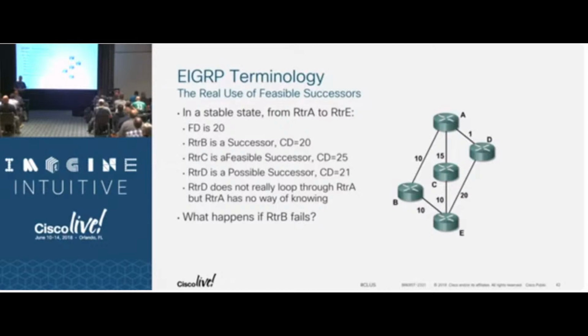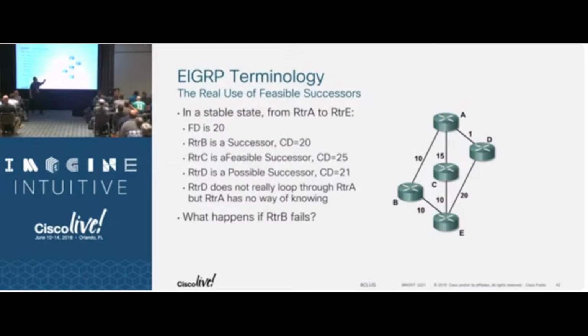Any idea? What happens if B dies? C will be a successor. Yeah. And that's not what happens. Okay. This is the typical textbook cookie. If you have a feasible successor, you're gonna use it, right? This is what textbooks tell you.